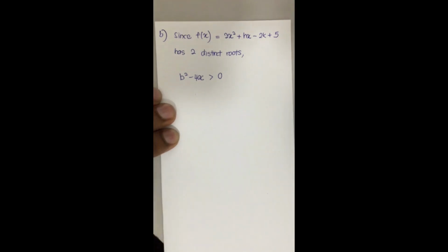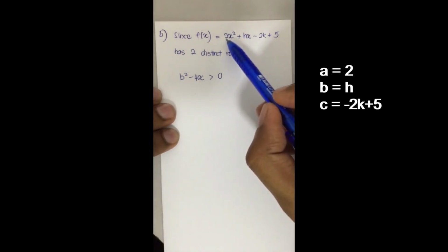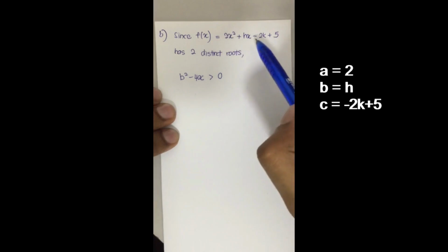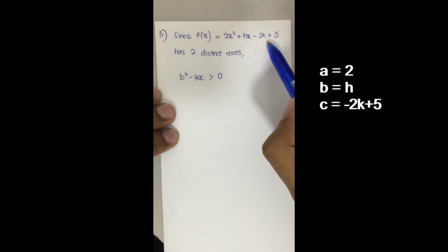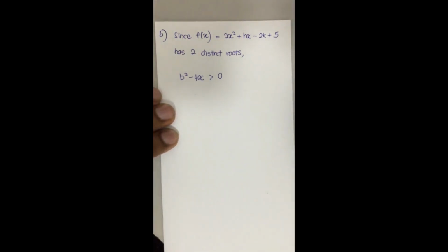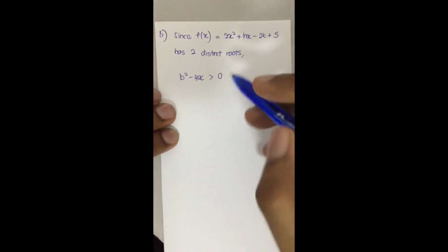So let us do it together. The coefficient a is actually 2 in this case. The coefficient b is actually h. The coefficient c is actually this whole expression, minus 2k plus 5. I hope you guys are clear, so let us move on to the next step.